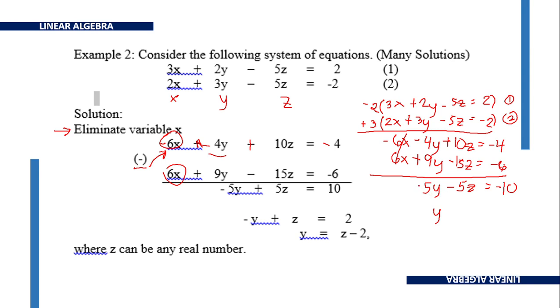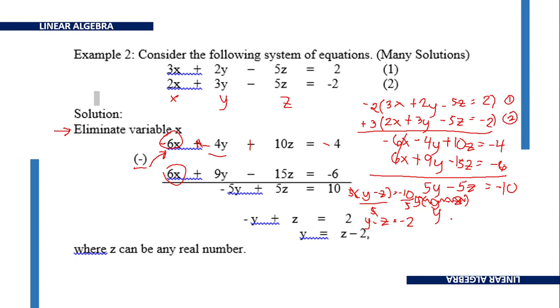Okay, so pwede naman pala siyang i-factor out na lang natin yung 5, then divide both sides by 5. So, parang ganito nangyari. 5 times (y minus z) is equal to negative 10. Divide both sides by 5 para ma-simplify. So, we have y minus z is equal to negative 2. So, ayan.